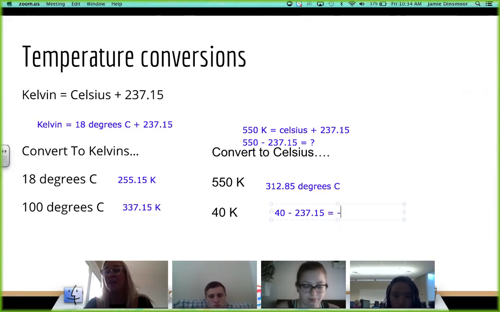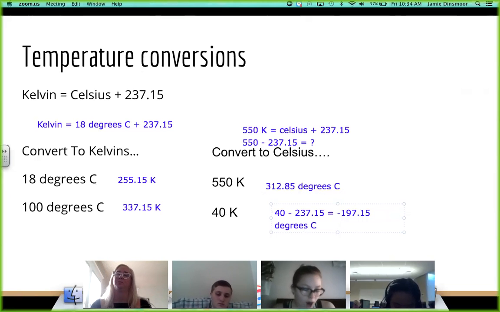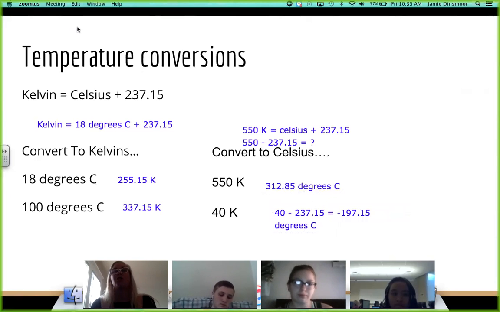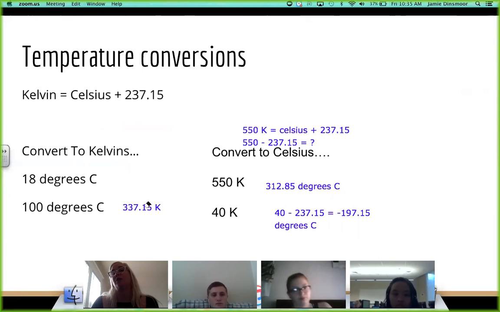Good, we actually get a negative number, another extreme temperature here, negative 197.15 degrees Celsius. Both temperatures that I would not want to be in. Okay, so that's not too complicated here, just adding or subtracting 237.15 in order to go between Celsius and kelvins.